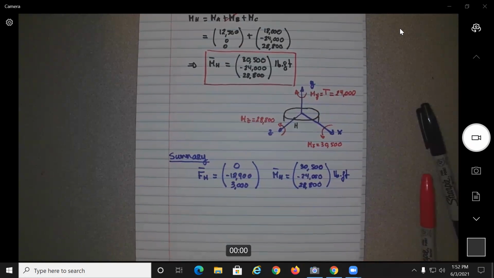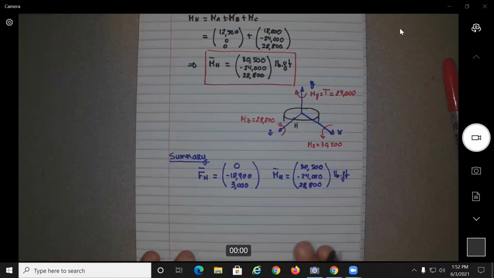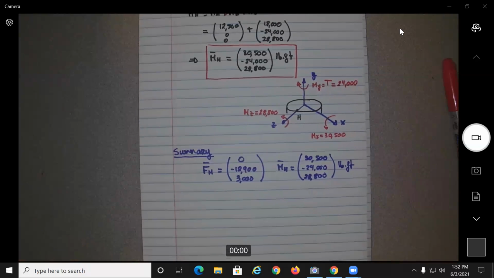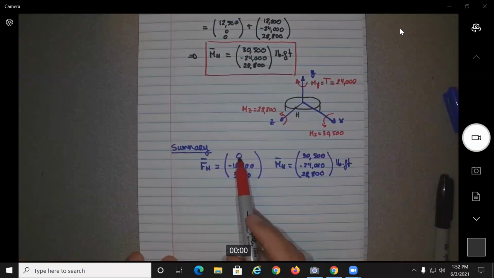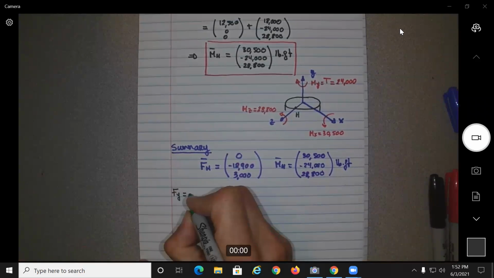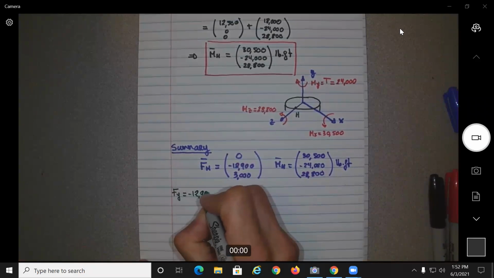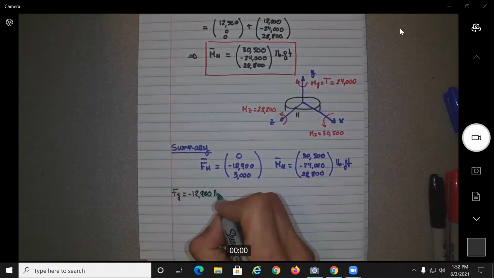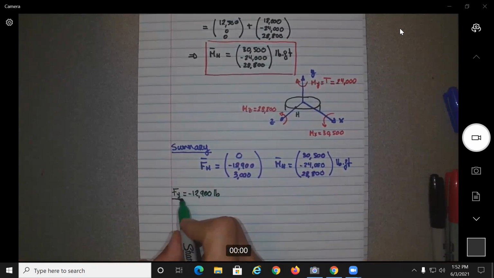Okay, so what we're going to do now is, when the problems get complicated, the best thing is to break them down. So we're going to do one force at a time. So is the zero force going to create any shear? No, no stresses at all, no normal or tangential. So let's look at the force Fy. Let's say first Fy equal to negative 12,900 pound force. So we first look at that one.